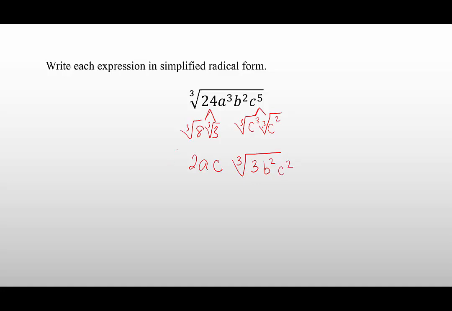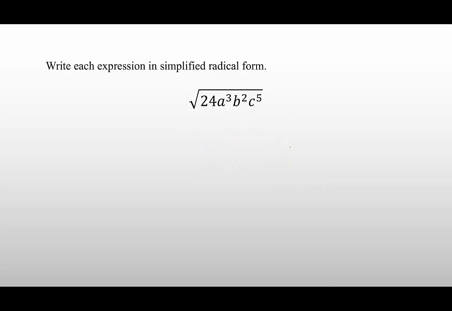So our final simplified answer will be 2 times a times c times the cubed root of 3 times b squared times c squared. And you can always do a quick check because these exponents should be smaller than the index, right? If we have something that's bigger than the index, then we didn't simplify enough, and we would need to keep going. But this would be our final simplified version for this example.